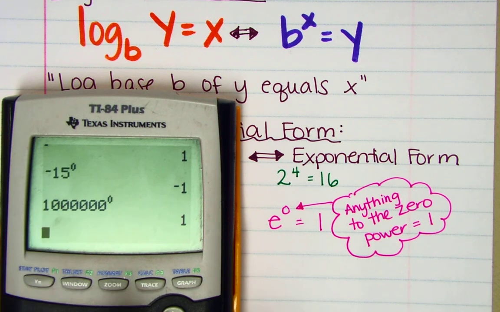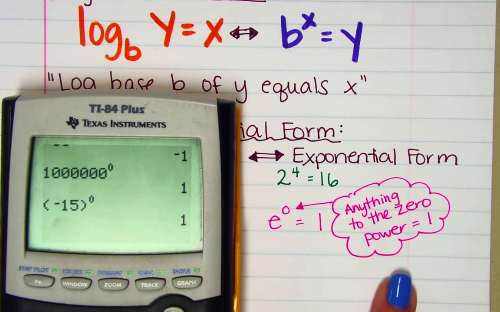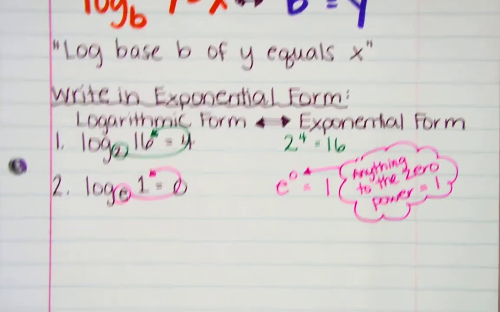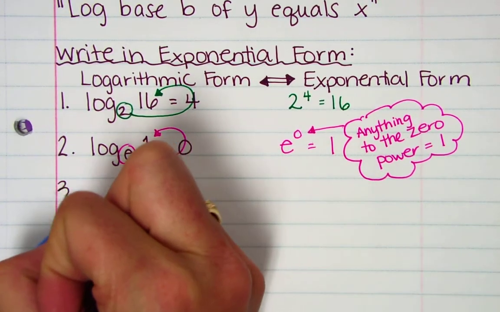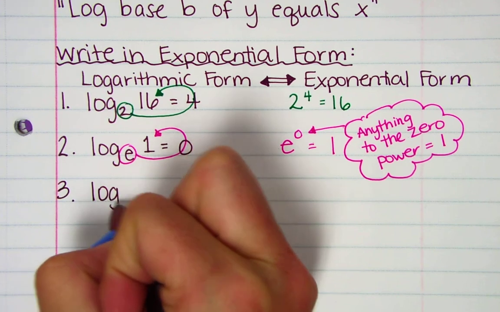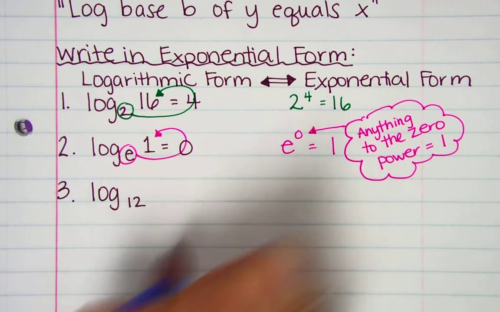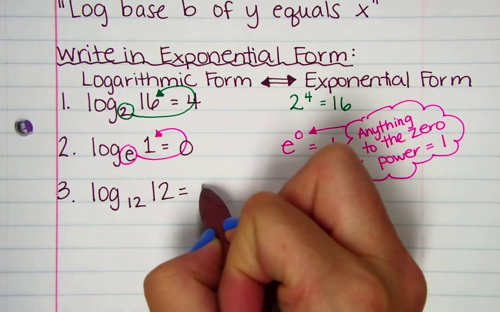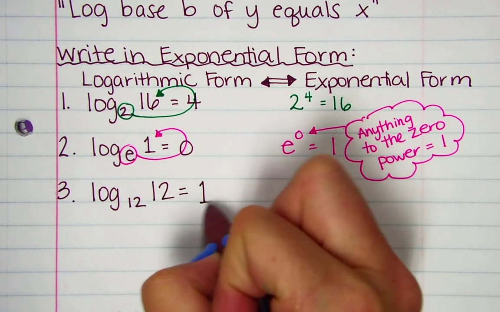Oh, I did that wrong. Sorry. That should be negative 15 to the 0 power. You've got to put it in parentheses. All right? Anything to the 0 power equals 1. That's just a special rule. You'll come across it once every now and then. Not that often, so just try to remember. Okay? Number 3. Log base 12 of 12 equals 1.